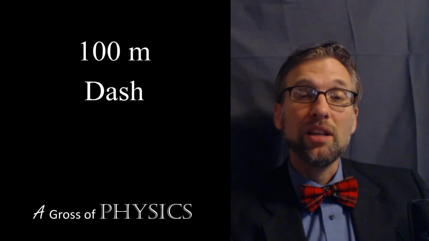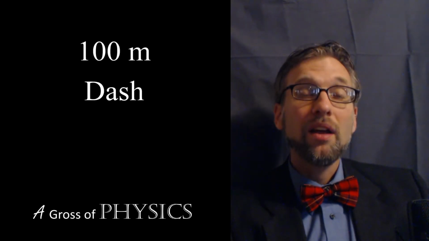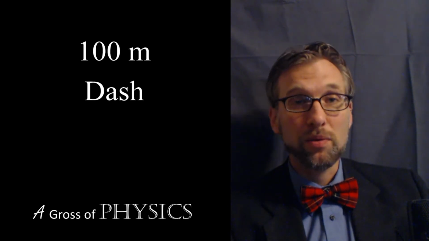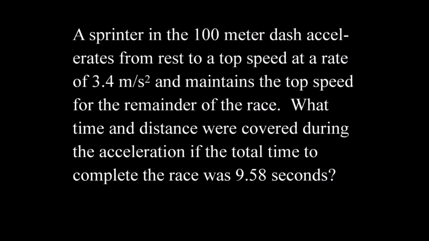In this case, it will be the uniform acceleration problem when the sprinter starts from rest, which then becomes the constant velocity problem once they reach a specific speed. So let's look at this kind of practice problem.